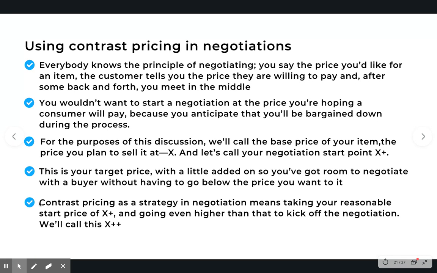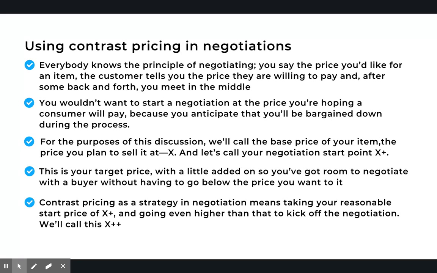Using contrast pricing in negotiations. So everybody knows the principle of negotiating. You say the price you'd like for an item, the customer tells you the price they're willing to pay, and after some back and forth, you meet in the middle. You will want to start a negotiation at the price you're hoping a customer will pay, because you anticipate that you'll be bargained down during the process.